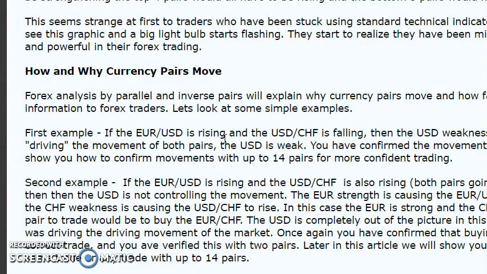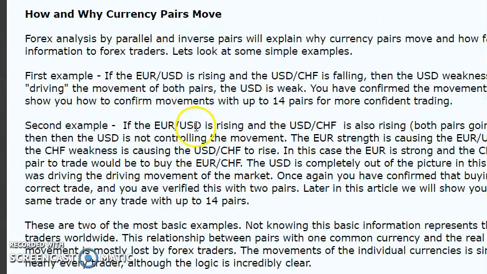So let's go through a couple of simple examples. So if the Euro USD is rising and the USD Swiss is falling, obviously the USD weakness is controlling the movement. Okay. But if the Euro USD is rising and the USD Swiss is rising, this cancels out the US dollar. It means the euro is strong and the Swiss franc would be weak here. Therefore, the best pair to trade would be to buy the Euro Swiss, because the Euro USD and the USD Swiss don't always move in the same direction.